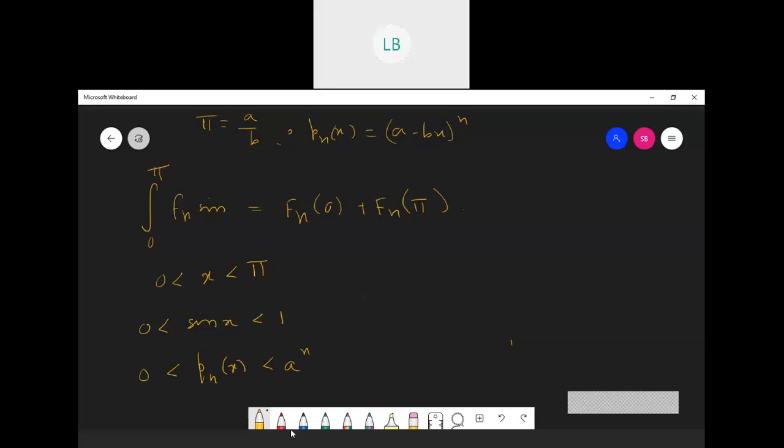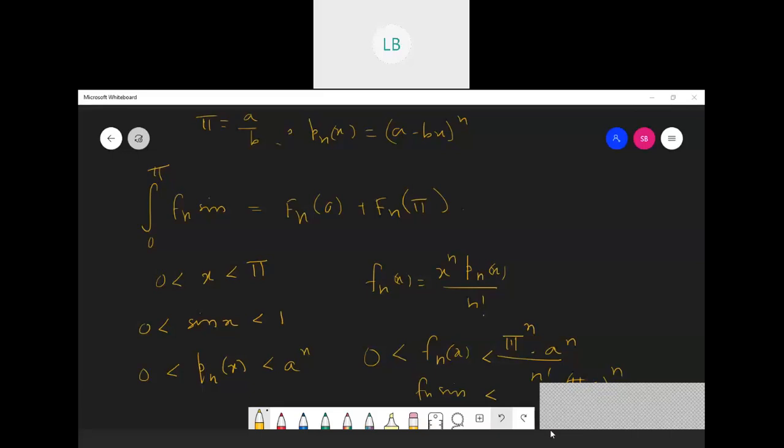Thus we can say, now what about f of x? f of x is x power n times p of x by n factorial. So f of x should be less than, since x is less than pi, pi power n times a power n by n factorial. And it is always greater than 0. All the terms here are greater than 0. Then f of sine x, since sine is greater than 0 and less than 1, the inequality will remain the same. So it is less than pi a whole power n by n factorial, and this is greater than 0.